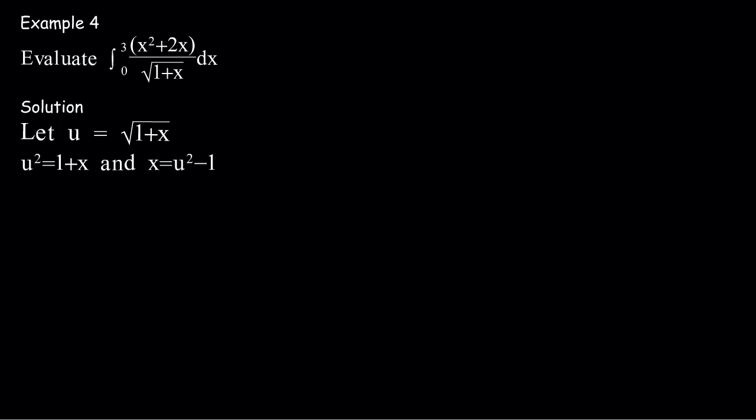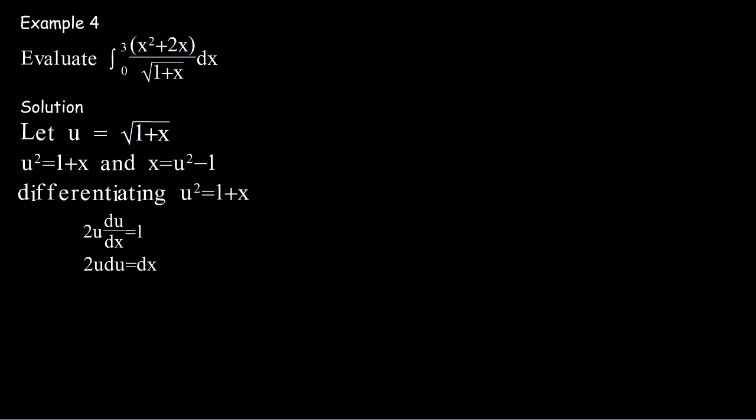Therefore u squared will be equal to 1 plus s, and s will be equal to u squared minus 1. Now differentiating u squared equals 1 plus s, we are going to have 2u du over ds equals 1, and cross multiplying, it becomes 2u du is equal to ds. Now our next step is to find our limits in terms of u.